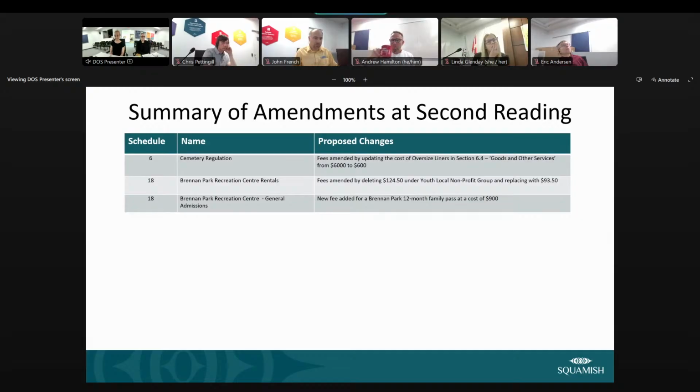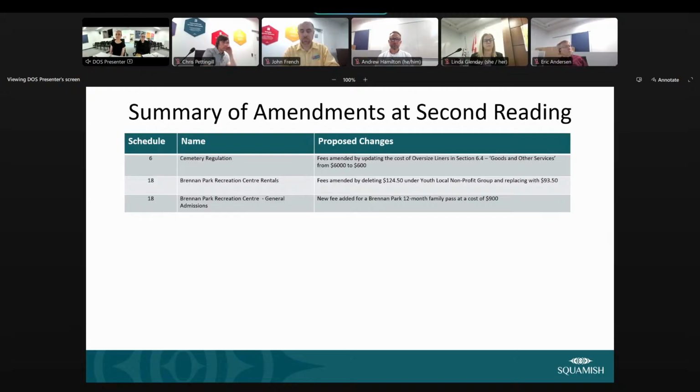Following is a summary of the amendments at second reading. So there were three. The first was the cemetery Schedule 8. We had an error in the bylaw that had the oversized liners listed at $6,000, and that needs to be reduced to $600. And then two, to Schedule 18 for Brennan Park Recreation Center rentals.